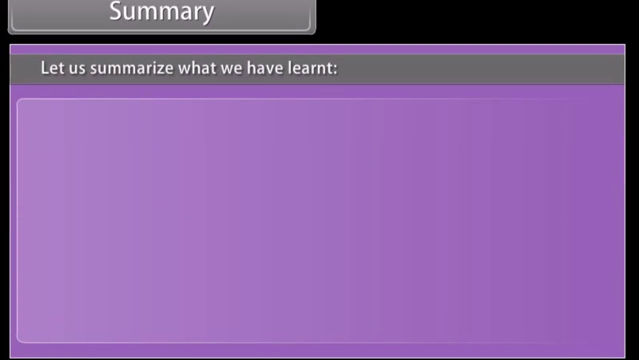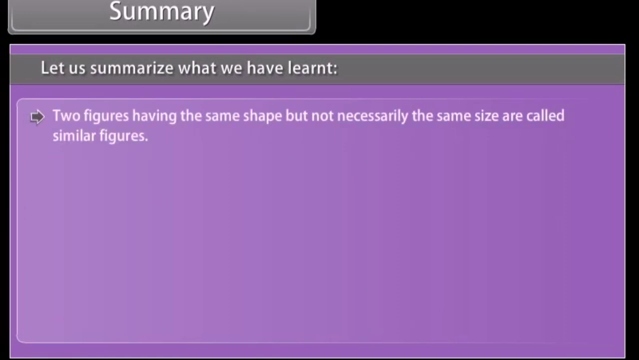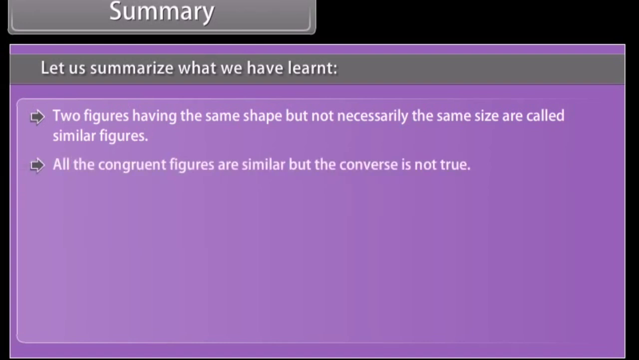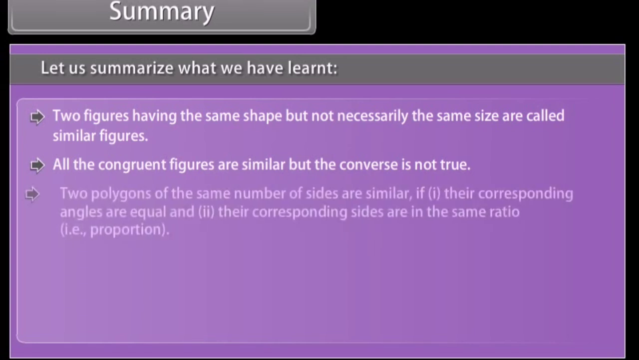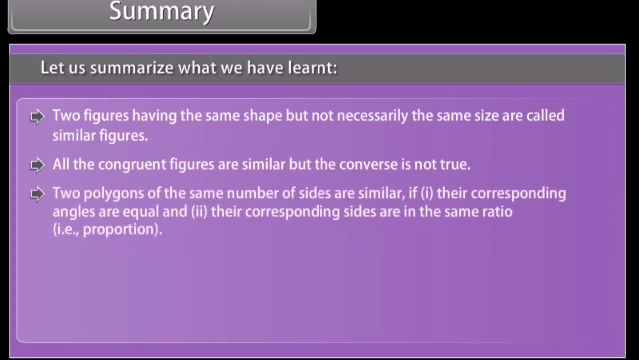Summary. Let us summarize what we have learned. Two figures having the same shape but not necessarily the same size are called similar figures. All the congruent figures are similar, but the converse is not true. Two polygons of the same number of sides are similar if 1. Their corresponding angles are equal, and 2. Their corresponding sides are in the same ratio, that is, proportion.